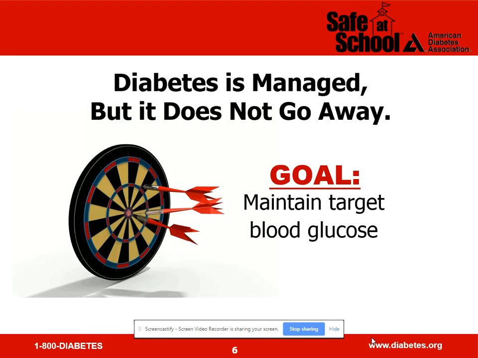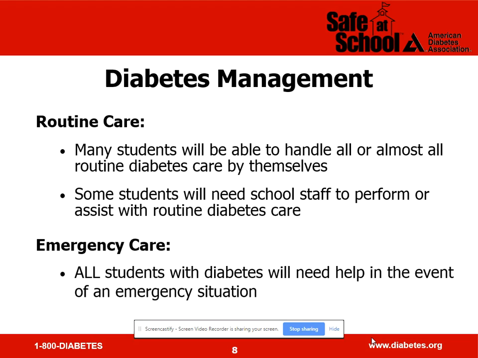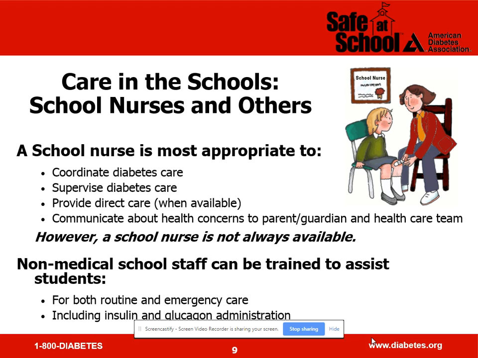Diabetes does not go away, but it can indeed be managed, and this requires managing blood glucose. Things like insulin medication and physical activity can make blood glucose go down, while food intake makes blood glucose go up. Management can usually be handled either all or in part by the diabetic themselves. And some school students will need staff to perform and assist with other routine diabetes care. In the case of an emergency, all students with diabetes will need help.